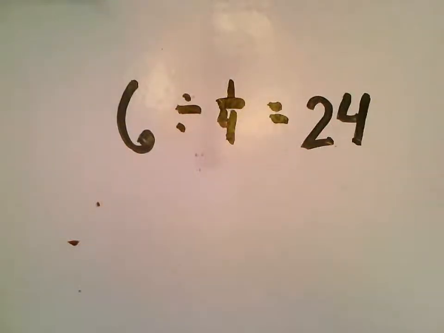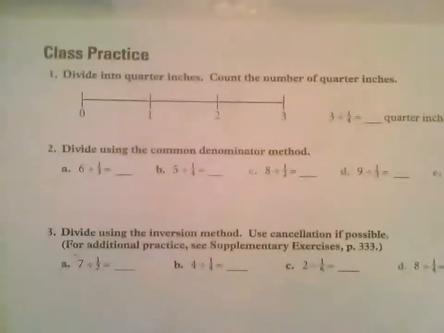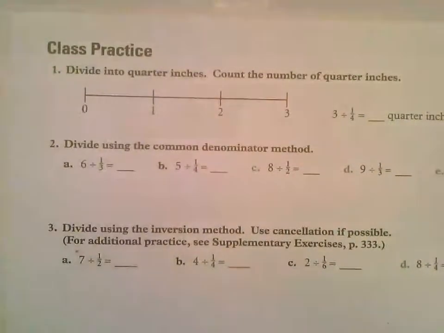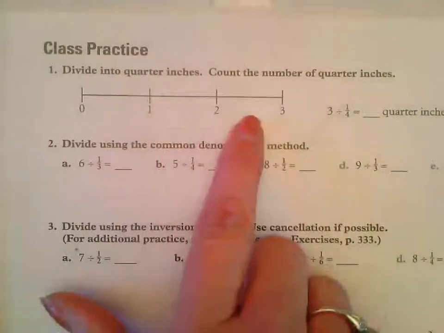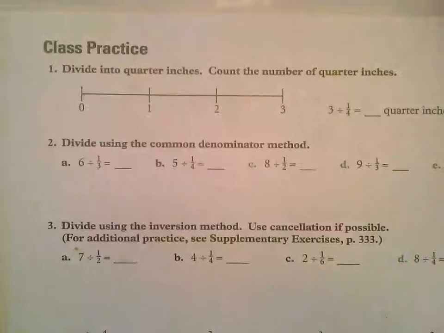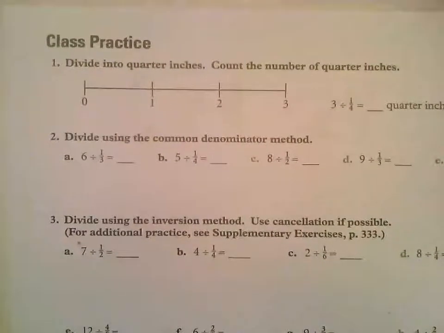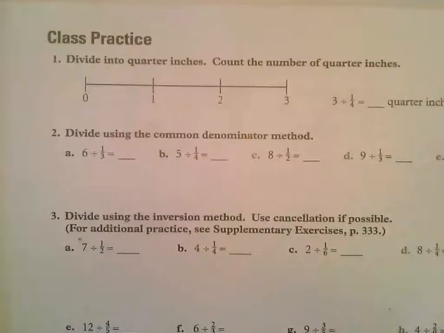So now look on page 221. And we're going to do number 1 with the number line. This is the same thing, just showing you. So look at this first one. It says, divide each of these into 1/4 inches and count the number of 1/4 inches. Okay, if you need to do that, here's my trick. Here's the easiest way to divide into quarters.